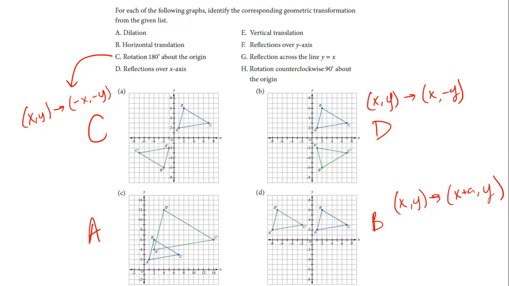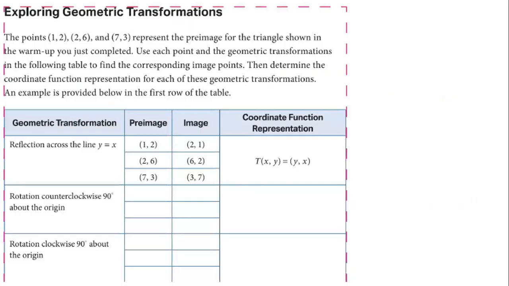All right. We're going to keep diving a little deeper into this. On the other side of your notes, you should have all the points of this pre-image. Our pre-image is the blue triangle, ABC, right? On your note side, you have all of its original points: 1, 2, 2, 6, and 7, 3. What we're going to do is talk about a coordinate function. We're going to write the coordinate functions, and then you're going to go through and write the pre-image and image based on what the coordinate function is. Does that make sense?